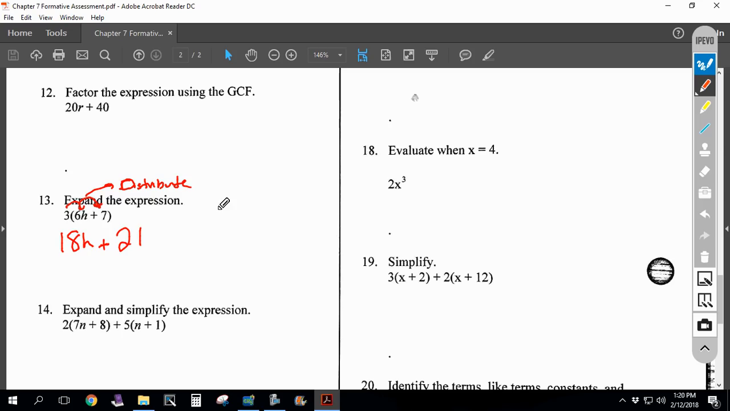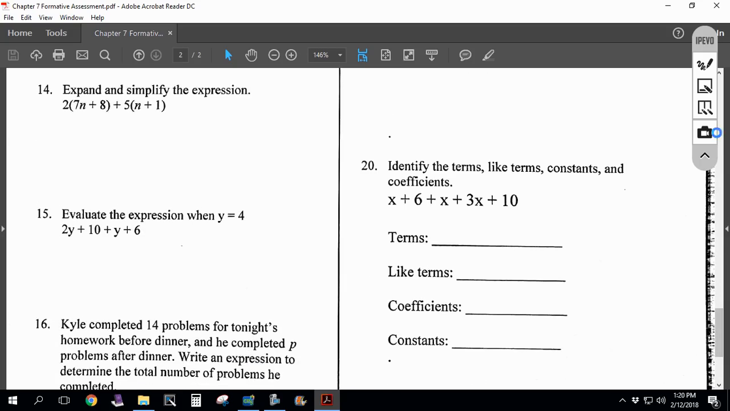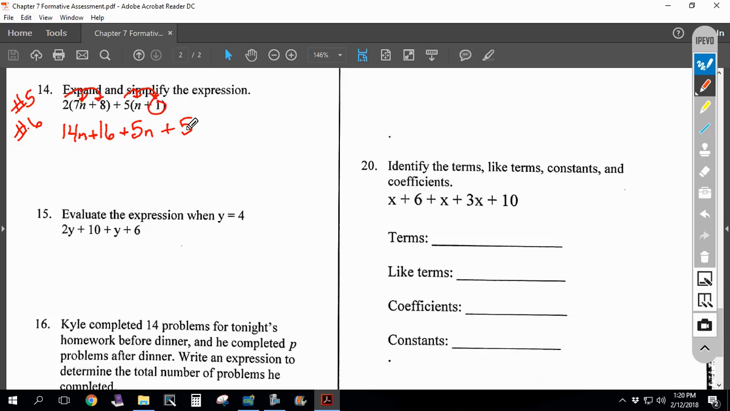Number 14, this is going to be another one where it's 2 learning targets. It's just like the one above. It's going to be learning target number 5 and 6. So do a check and X for each one of those. The first thing we're going to do is expand it or distribute it, just like we did above. This would be 14n plus 16 plus 5 times n would be 5n. 5 times 1 would be 5. I have a lot of people that just leave it as 1. Just be careful with that when we come to the summative.